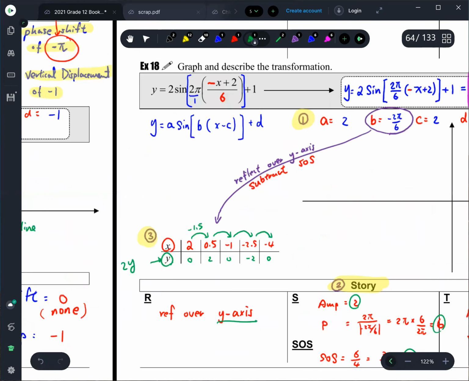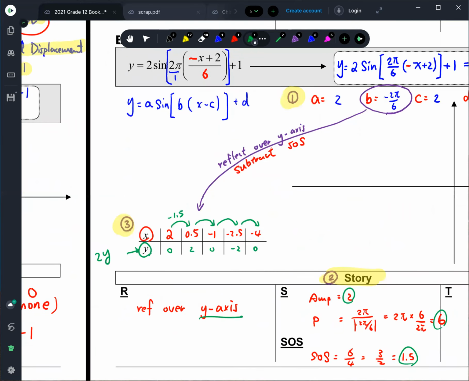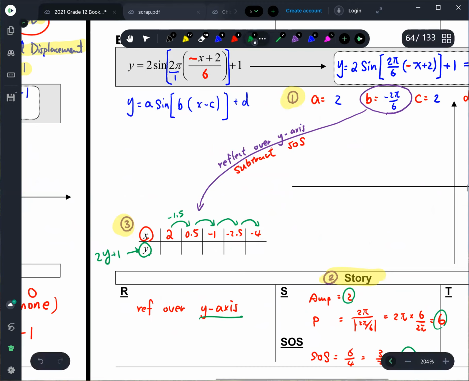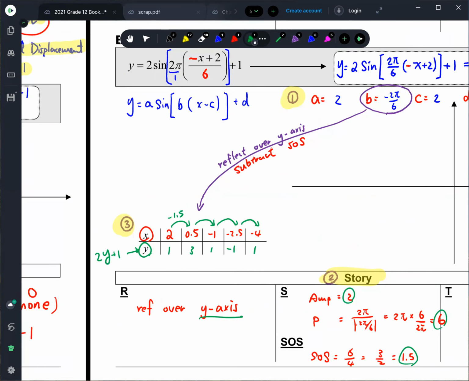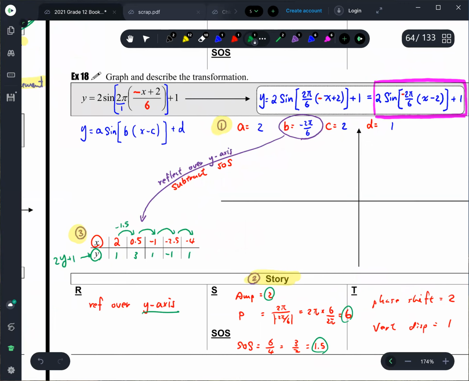So, do you know what to do here? Yeah, is it 2y plus 1? Yeah, your 1 is the d, right? Okay. So now can you fix the points again? 1, 3, 1, -1, 1. Yeah, very good. Because this one has a vertical displacement, which means it will move up by 1. So after you multiply by 2, you still need to add a 1 to make it move.